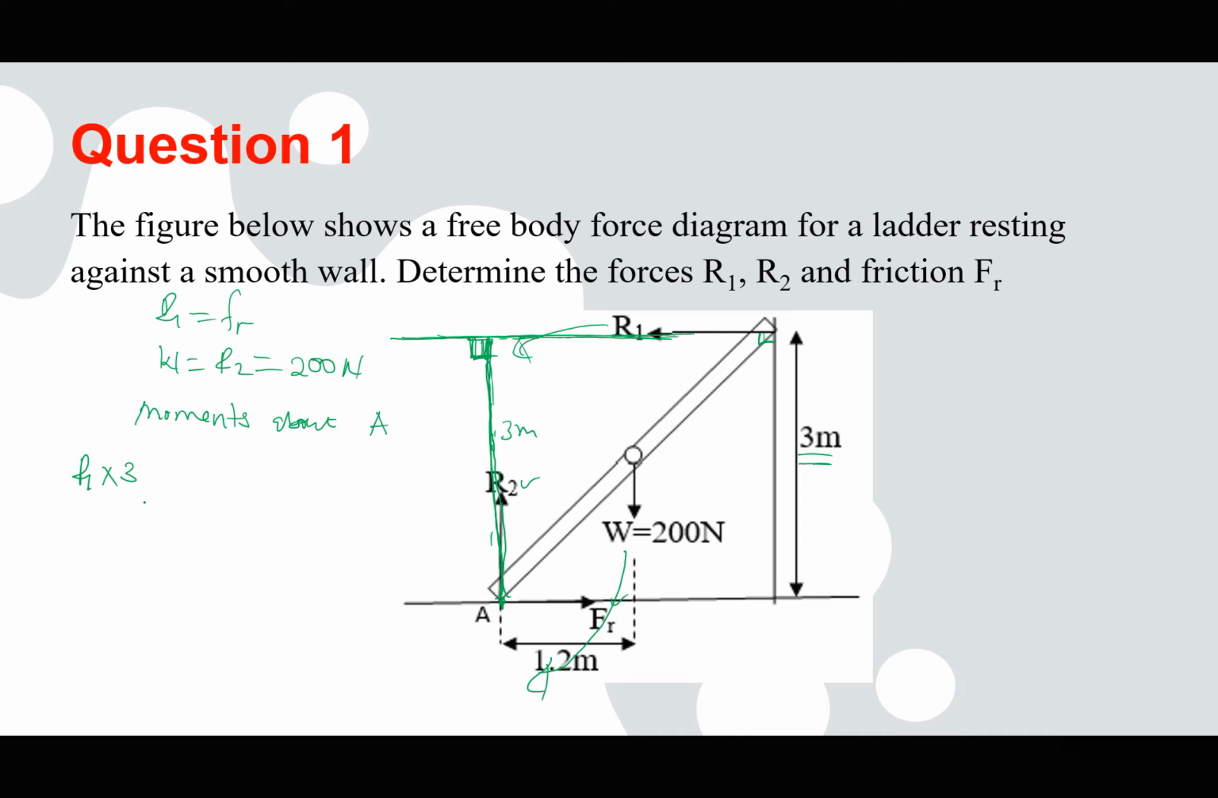So R1 times 3 should be equal to, because R1 times 3 is anti-clockwise, should be equal to W, which is 200, times the perpendicular distance, which has been given as 1.2 meters. So R1 is going to be equal to 200 times 1.2 meters divided by 3. So R1 is equal to 80 newtons, which means that the frictional force is going to be 80 newtons. So R1 is 80, FR is 80, R2 is going to be 200 newtons. As simple as that.